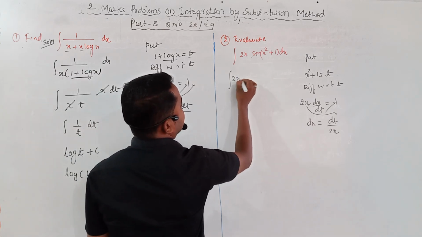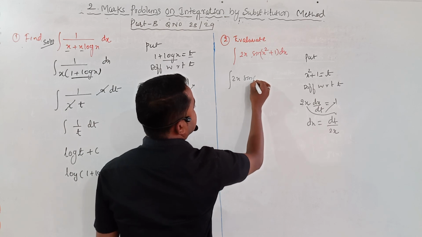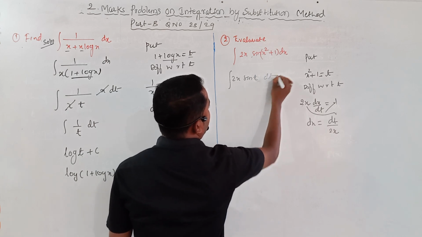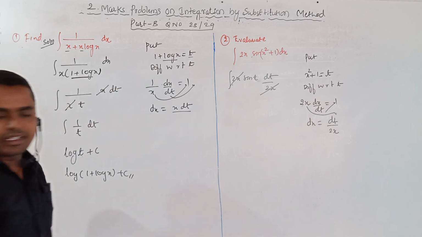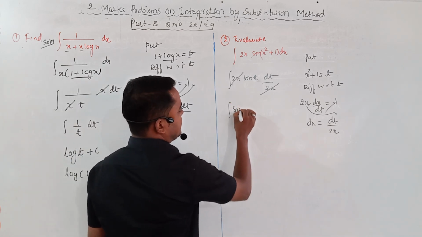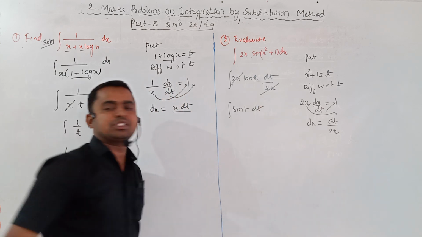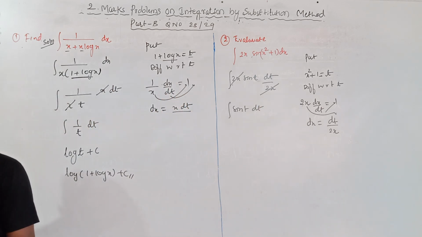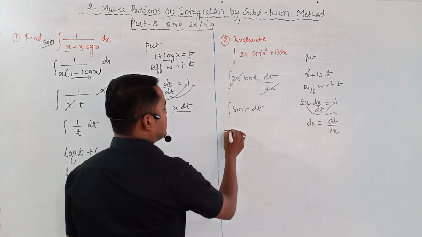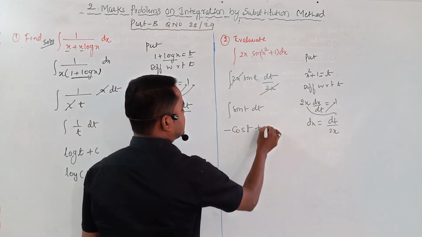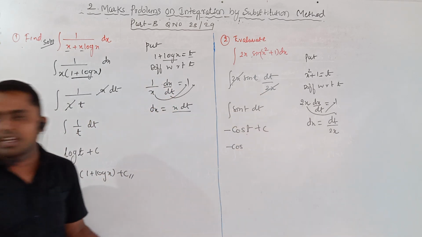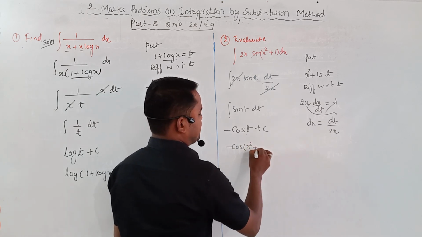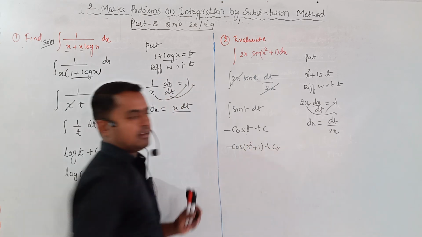Now come to here. This one is 2x sin t, because we have taken x square plus 1 as t. Now dt by 2x, this 2x gets cancelled. Integration of sin t dt. What is the formula for integration of sin? Integration of sin is minus cos. So minus cos t plus c. Then minus cos, compulsorily you have to write the value of t, that is x square plus 1. Minus cos of x square plus 1 plus c.